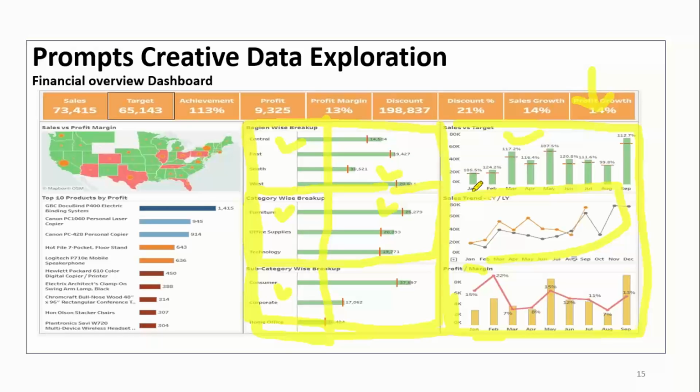So over here, I can very easily see how my sales versus target have changed over a period of time, how my sales trend has changed current year versus last year, and how my profits have changed over a period of time. So I can see all the analysis related to each other over here. That is what we mean by proximity.